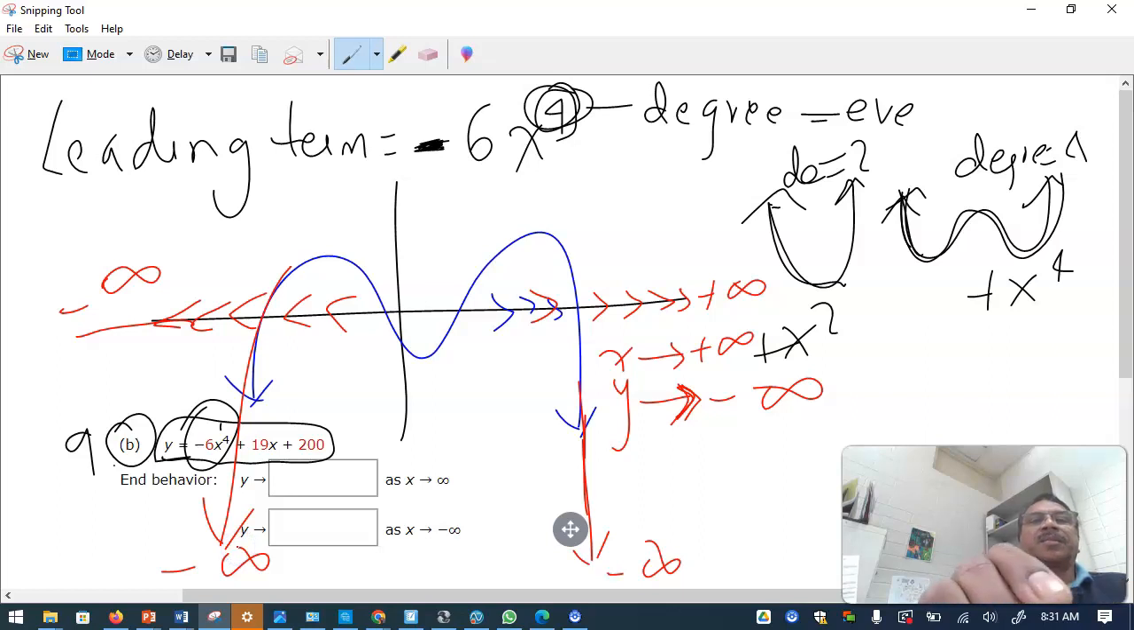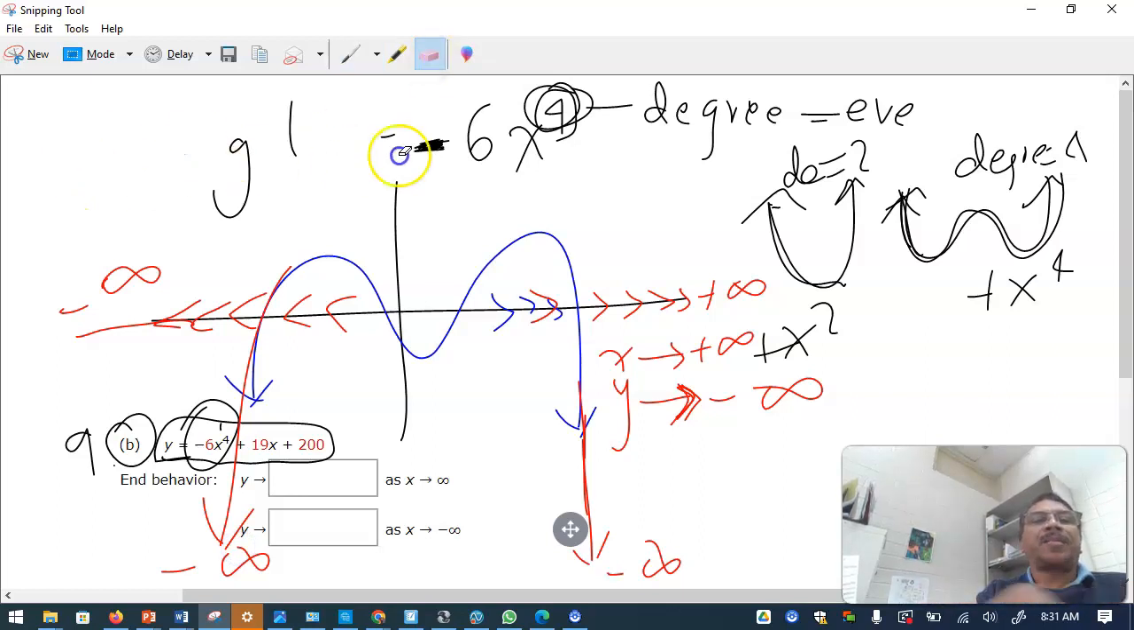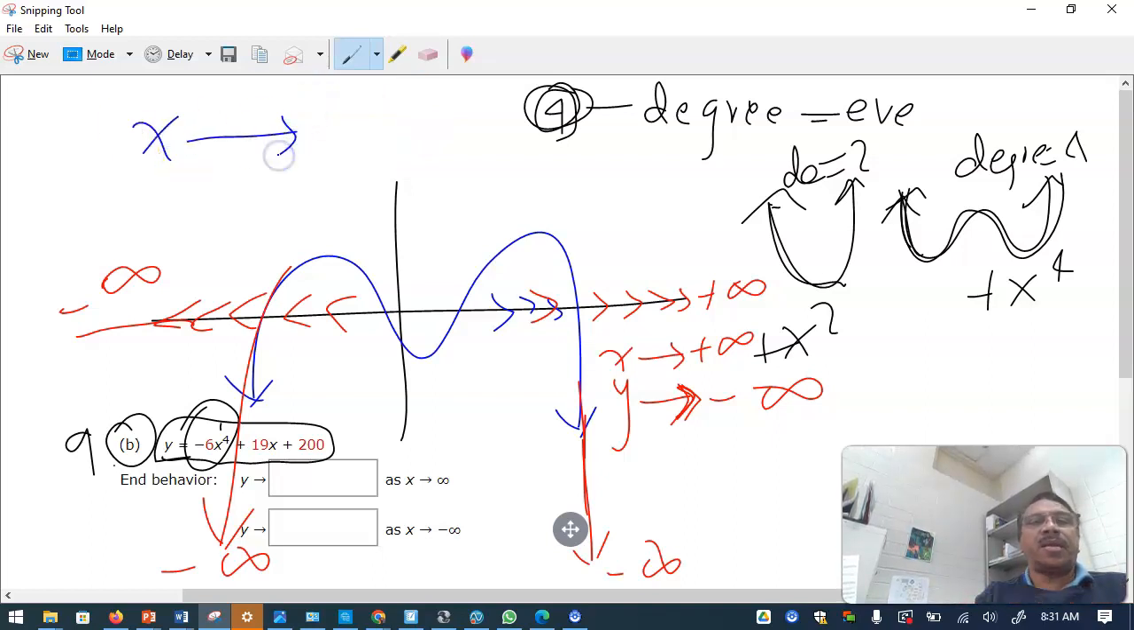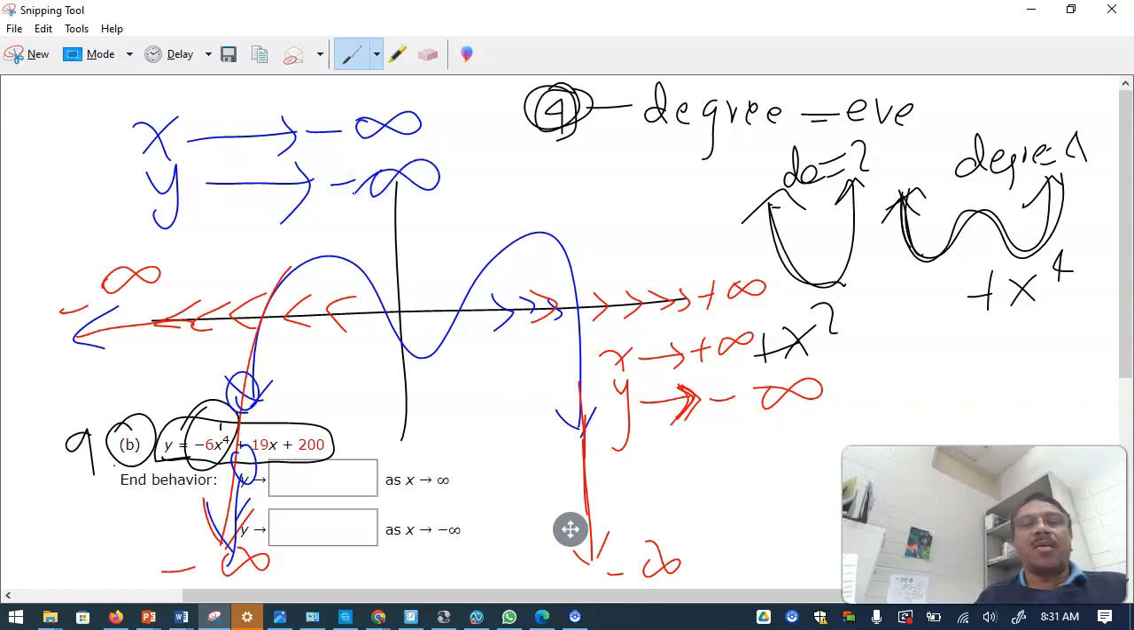What it means is, let me write that: as x approaches a very large negative number, that is x is minus infinity here, the output y value goes down, so this is minus infinity. I hope this makes sense to you. So let's go to the next.